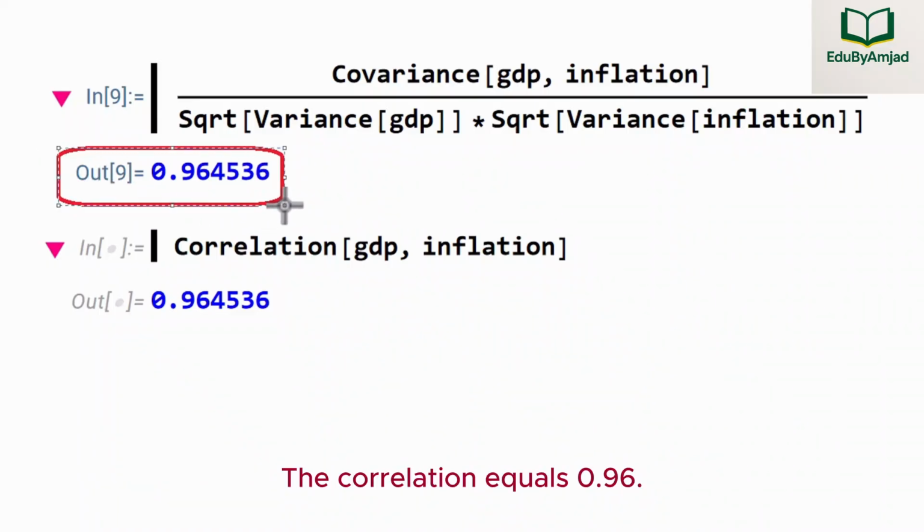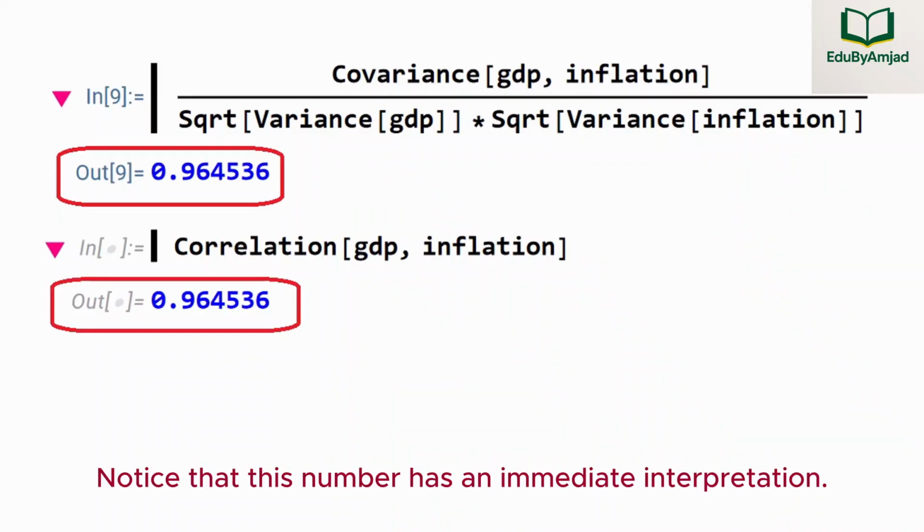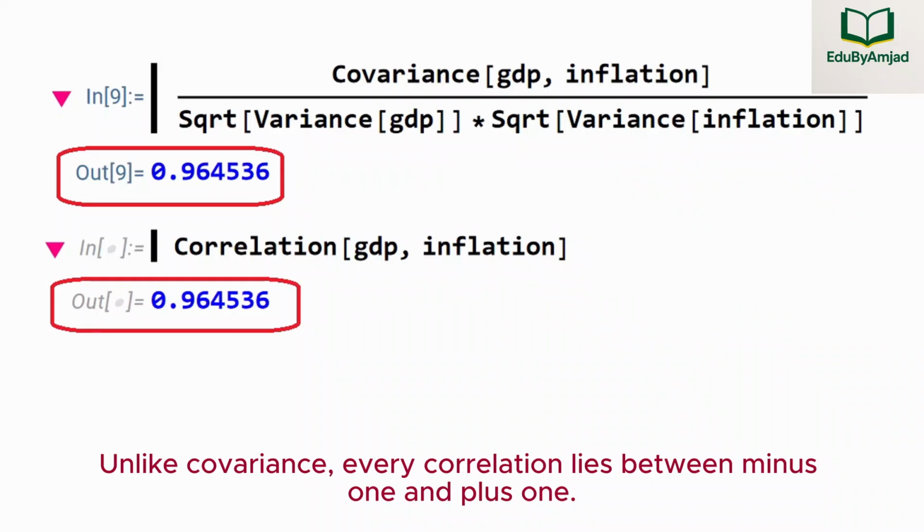The correlation equals 0.96. This indicates an extremely strong positive linear relationship. Notice that this number has an immediate interpretation. Unlike covariance, every correlation lies between -1 and +1.